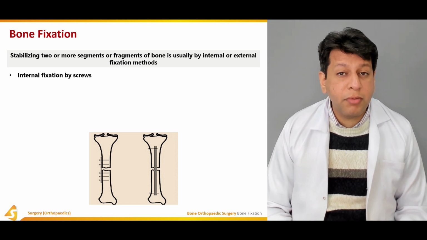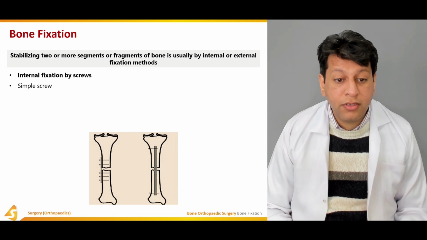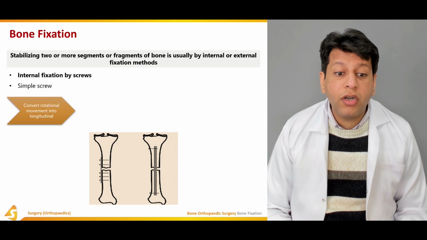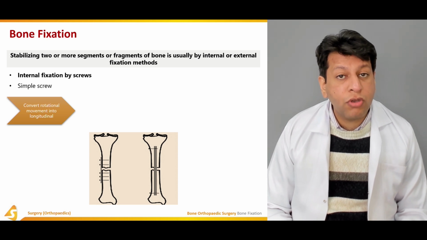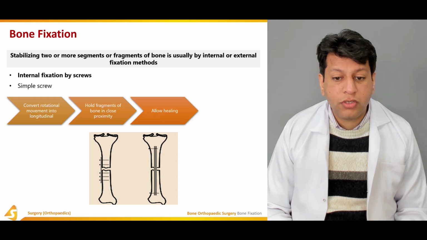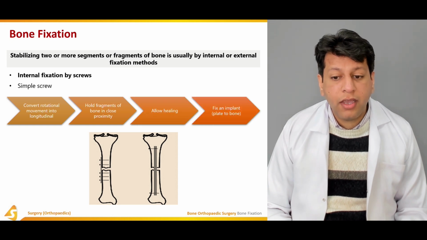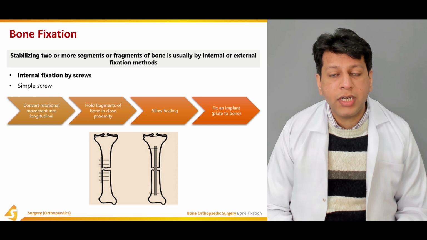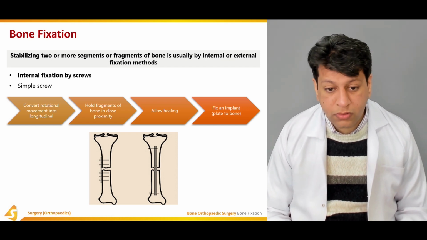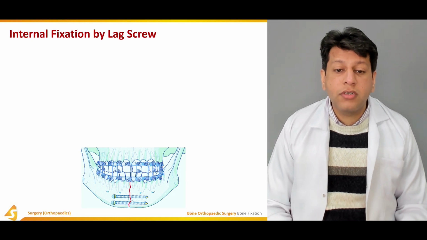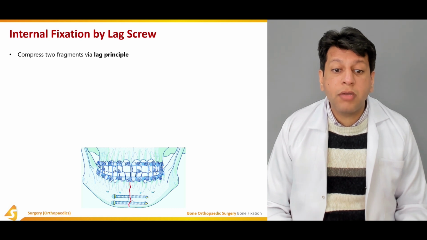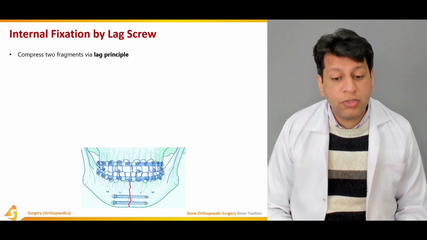Internal fixation could be by use of screws or plates, which could be a simple screw or a lag screw, which converts a rotational movement into a longitudinal movement, and holds the fragments of bone in close proximity, allows healing, and fixes an implant to the bone. That is, a plate can be fixed to the bone with the help of screws. So internal fixation can be done in the form of a lag screw as well, which compresses the two fragments by a lag principle.